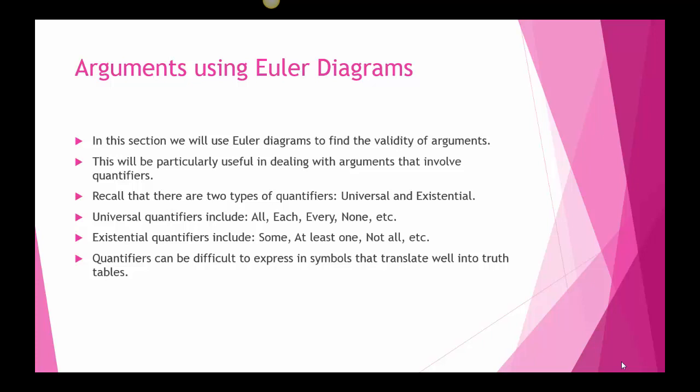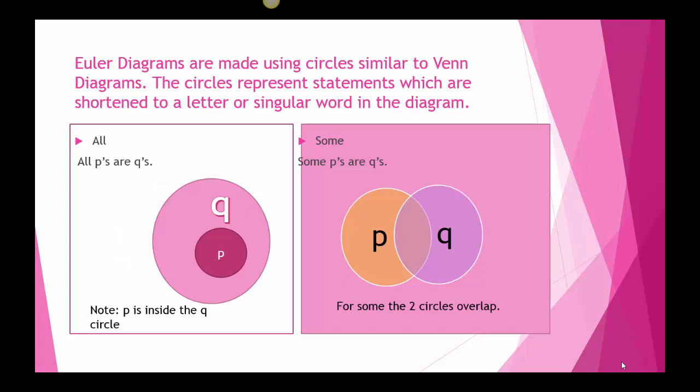Recall there are two types of quantifiers, universal and existential. The universal quantifiers were those words like all, each, every, none, and existential were those words like some, at least one, or not all. Quantifiers can be difficult to express in symbols and then translate well into truth tables. So here's a different take on what to do to test that kind of argument.